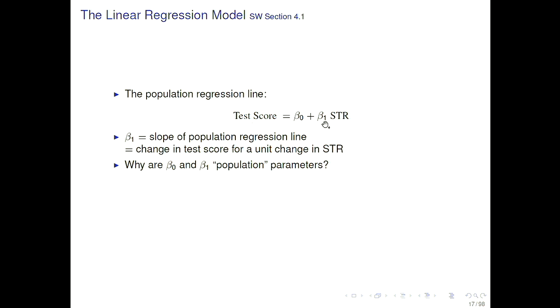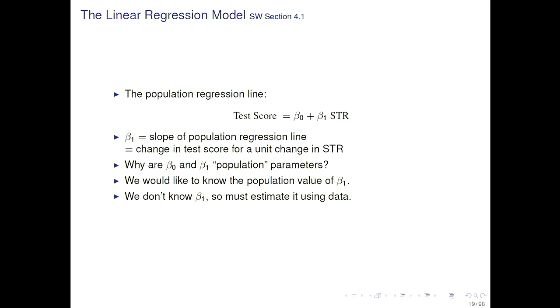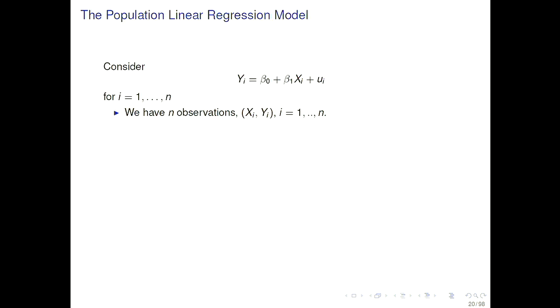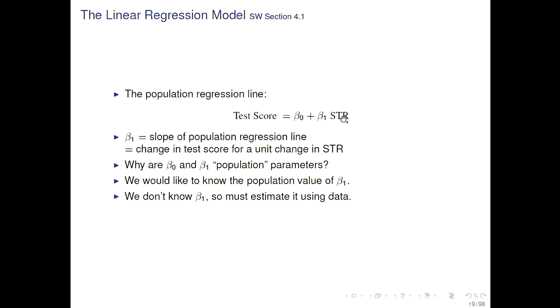The first equation represents the true data generating process. In that sense, beta 1 and beta 0 are population parameters. And we want to know the population value of the slope. Because we don't know the true value of beta 1, we are going to use the data to estimate this equation. This is a population regression line, but when we estimate, we're going to have a sample regression line.